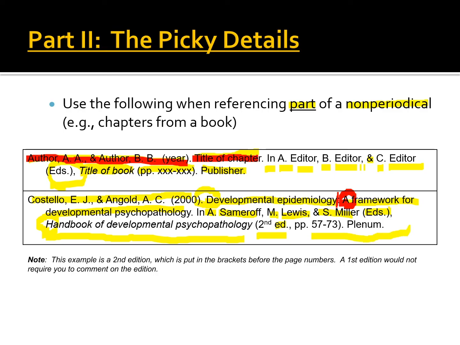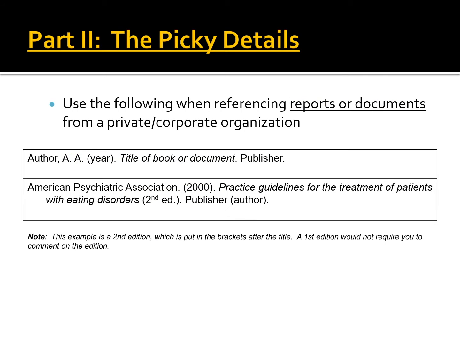And then I've indicated that this is a second edition. So notice in the second edition, you put second, and then you put ed with a small e to distinguish that from the editors with a capital E. And notice there's no s on the end because it's edition, not editions or editors. Okay. And then period, comma, and then the page numbers. And then, of course, the publisher, which is Plenum. So in this example, it's a second edition. So we put that in brackets before the page numbers. If it was a first edition, you wouldn't have to comment on this because it's the only edition. Okay, so it would just be the page numbers in the brackets.